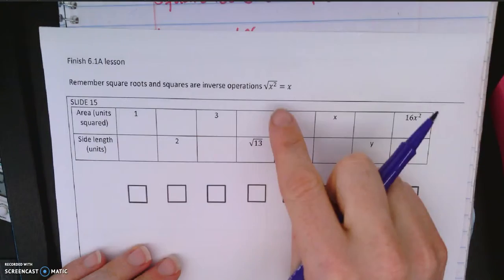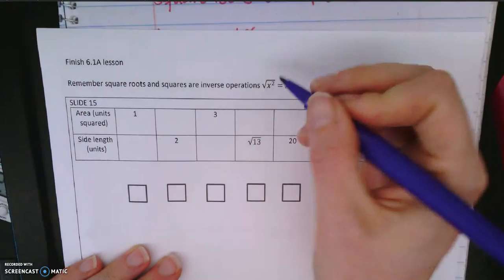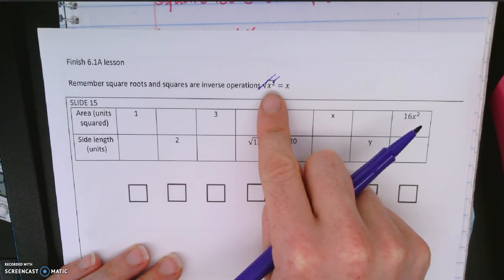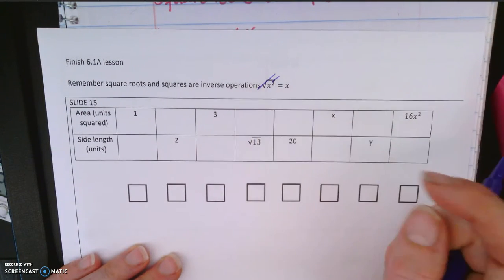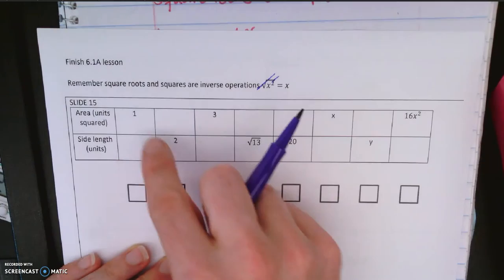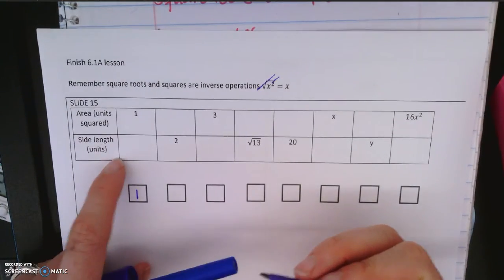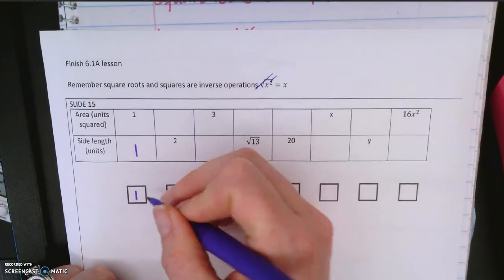important to remember that square roots and squaring are inverse operations. They're going to undo each other. The way that we can pull a base or a term out of the radical symbol is if it's being squared, because they will cancel each other out. If we have a square with an area of 1, that means its side length is the square root of, that's right, square root of 1, which is 1.